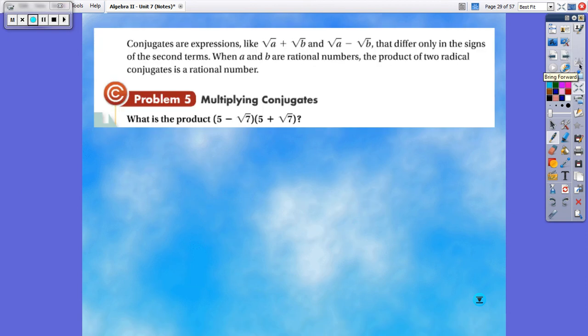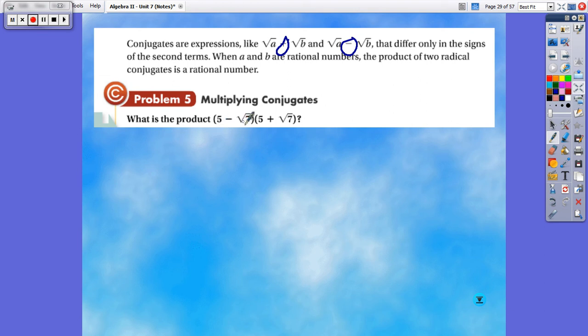Okay, so you might have heard the word conjugate before. And conjugates are expressions like the square root of a plus the square root of b and the square root of a minus the square root of b. The only thing that's different is the sign in between the two numbers. So they're always going to be opposites. So let's look at this example here.